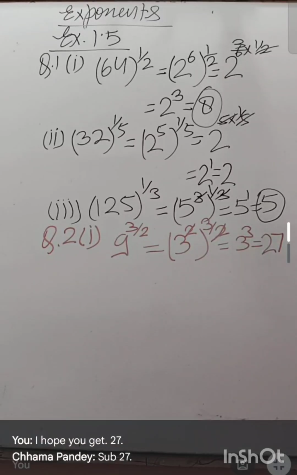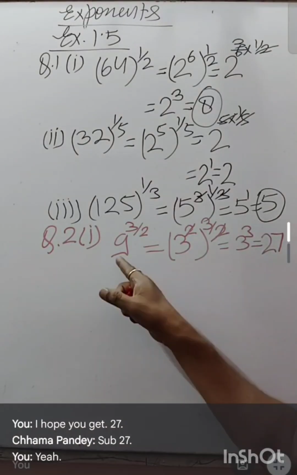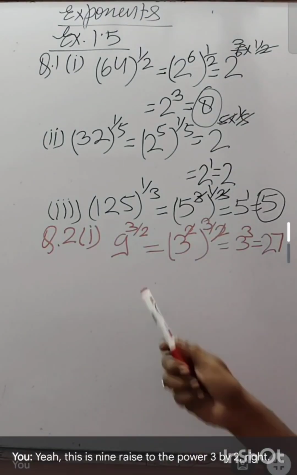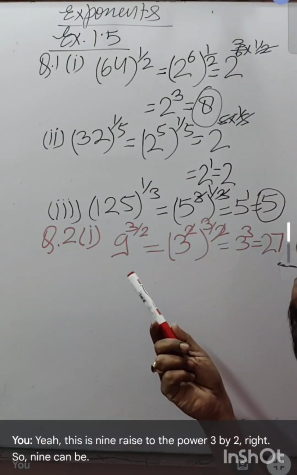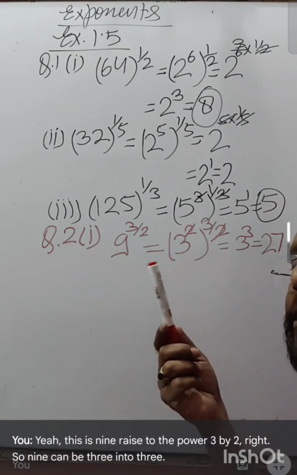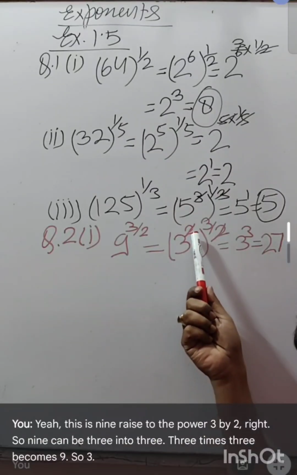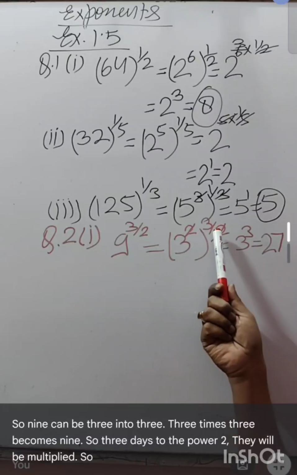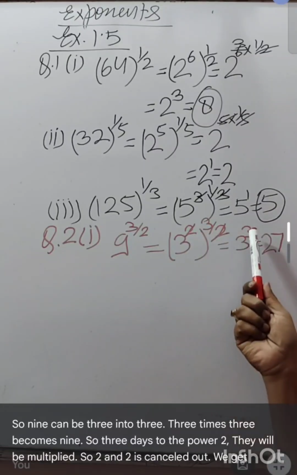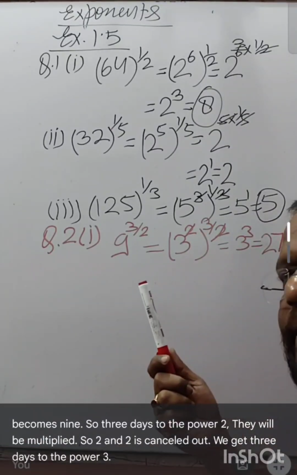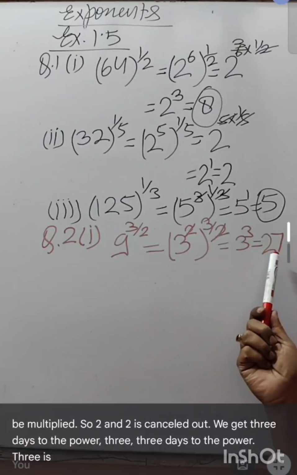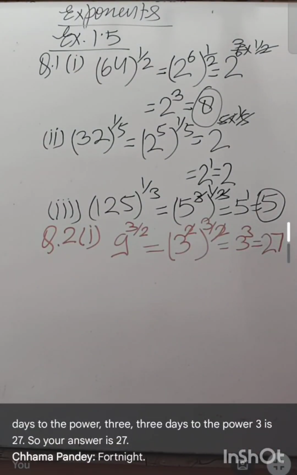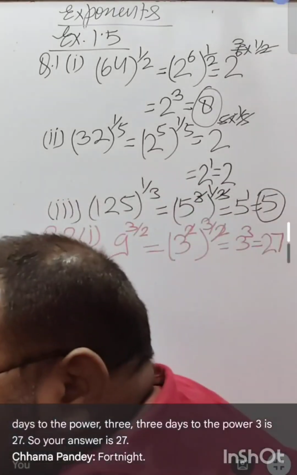Sir, 27? Yeah. This 9 raised to the power 3/2. So 9 can be 3 into 3. So 3 raised to the power 2. They will be multiplied, so 2 and 2 is cancelled out. We get 3 raised to the power 3. 3 raised to the power 3 is 27. So your answer is 27. Sir, 27, what happens?